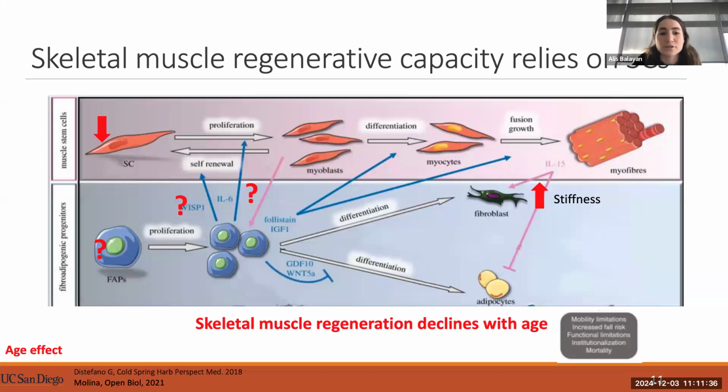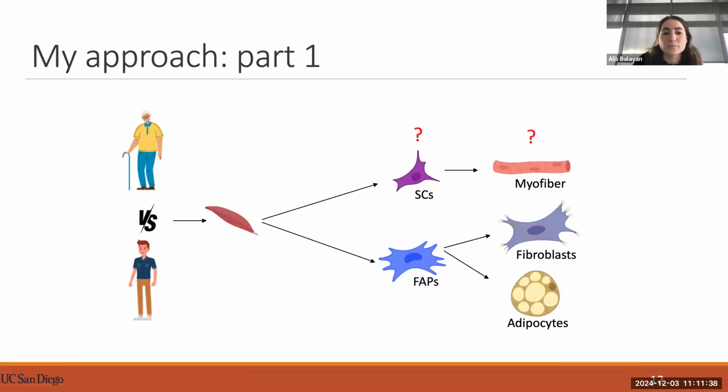So then I was interested in looking at some of these changes with human skeletal muscle. However, when I first started this project, I encountered a big issue: the simultaneous isolation, specifically of both satellite cells and fibroadipogenic progenitors from human skeletal muscle, was understudied.